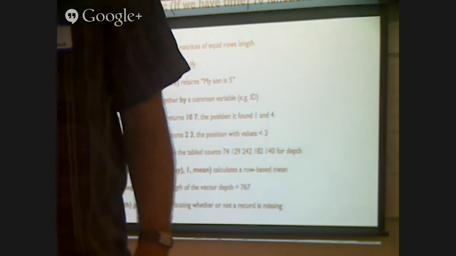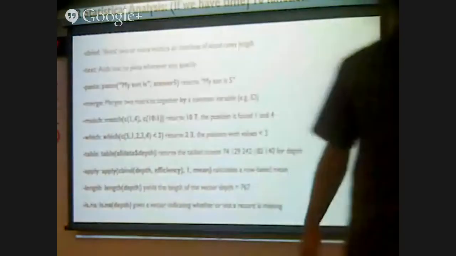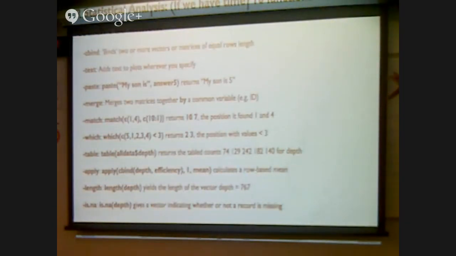So I'm not going to go into each of these functions, but if you're interested in seeing this again, these are the 10 that I use in almost every single script I write. cbind binds things together. It takes matrices and glues them together. It doesn't care how. It just says if they have the same number of rows, I'm going to stitch them together.